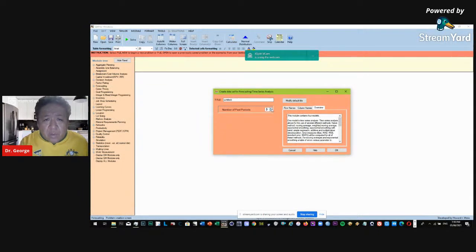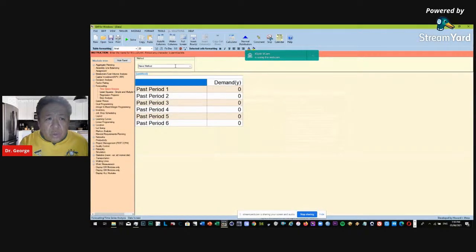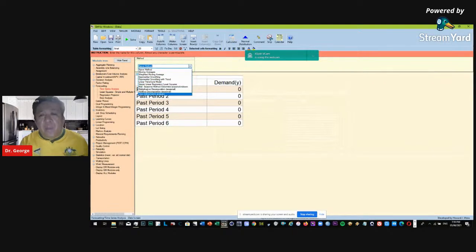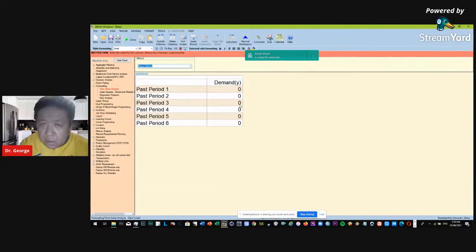If we have, let's say for example that one, you can even choose what kind of method you have: moving averages, naive method, linear trend. There are many things here in this POM QM software that you can make use of for your statistical analysis. So that's it for now.